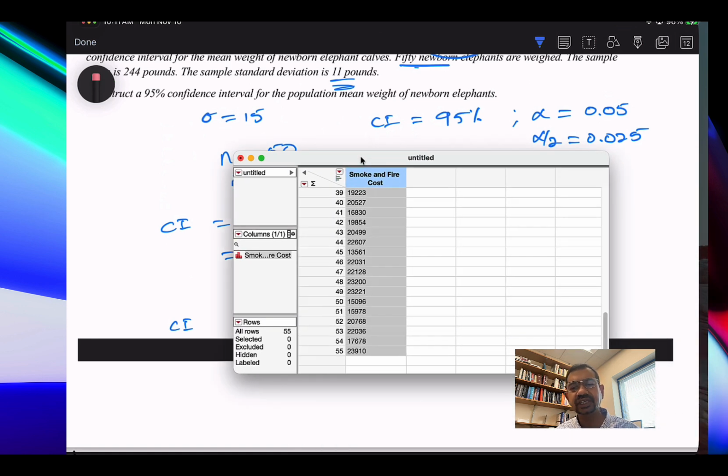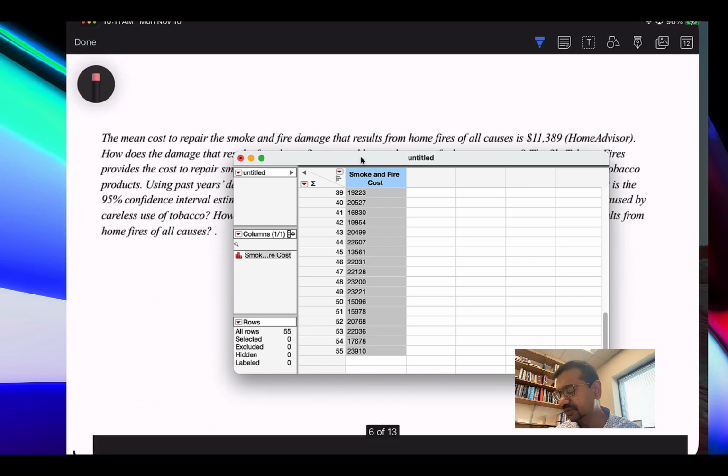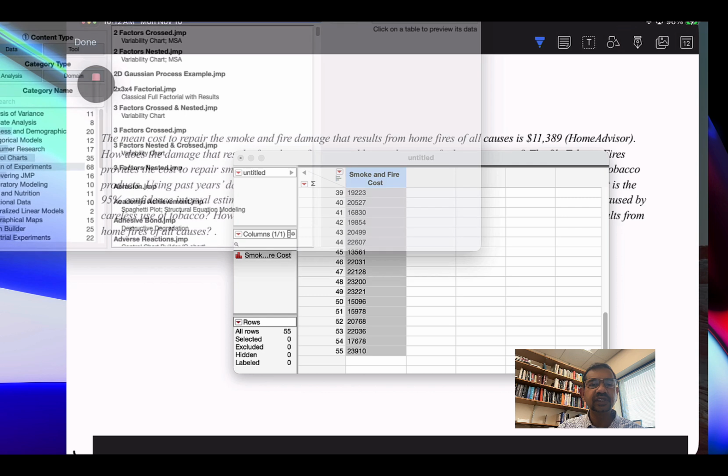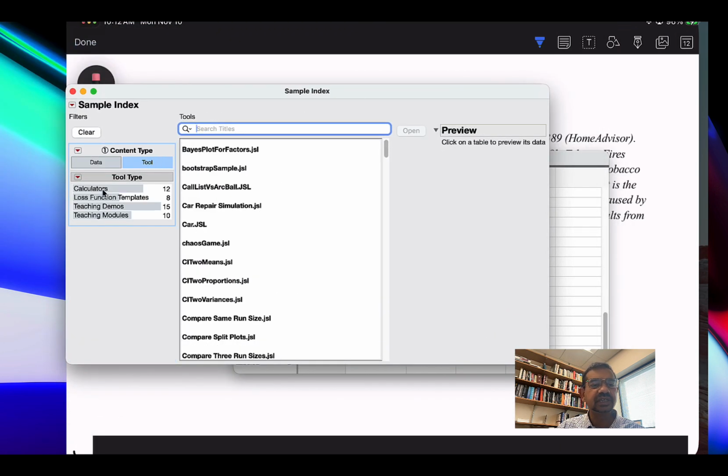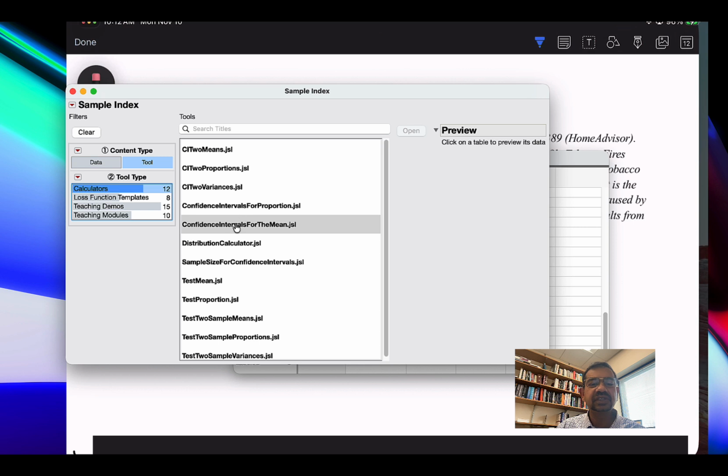However, instead of creating this by hand, we will use JMP to solve this problem because we already have a data set in JMP. There's a calculator in JMP called confidence interval for mean. To access that, we will go to the help menu, then click on sample index, and this will open up a dialog box like this. You can click on tools, calculators, and this time we will click on confidence interval for the mean.